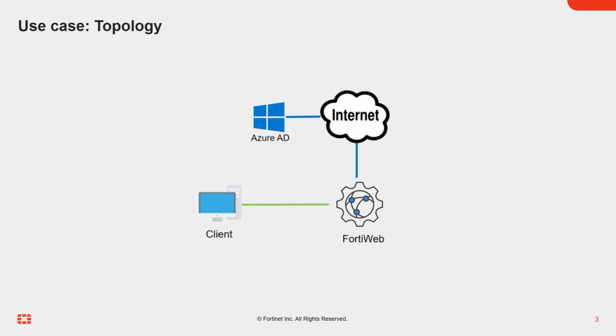Here's the topology. The client will connect to the FortiWeb, and from FortiWeb, it will initiate a SAML auth to Azure AD.